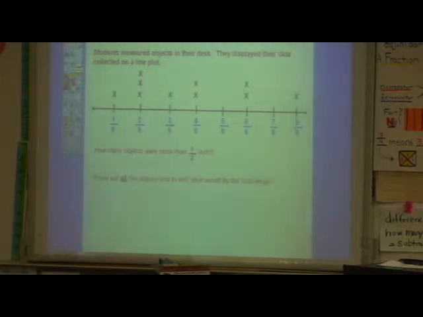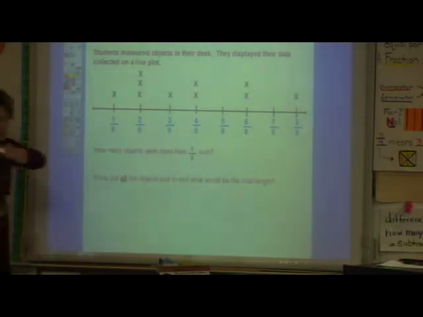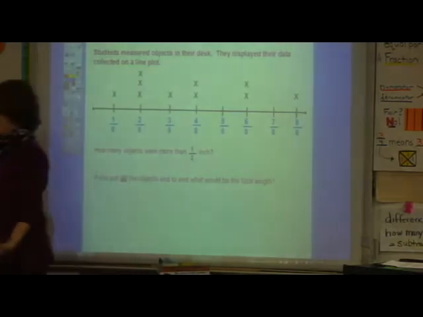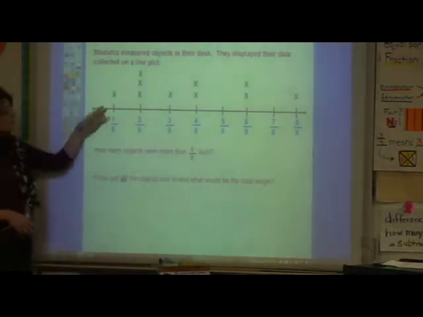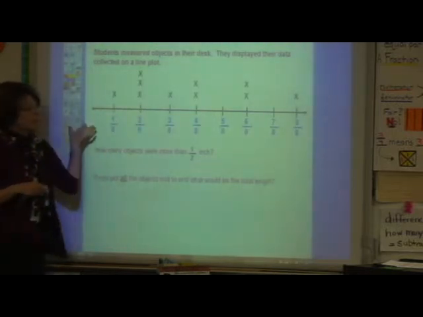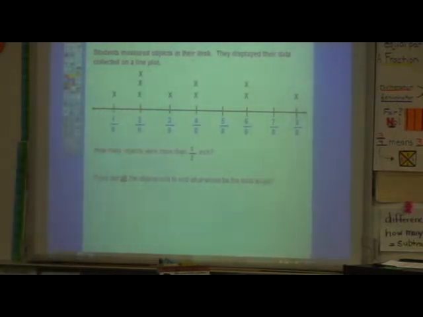Okay, now we're going to switch gears and look at the second standard that was on our list, which is using a line plot. A line plot looks very similar to a number line. The only difference is it becomes a plot when we record data on it with the X's. The students had line plots in 3rd grade.